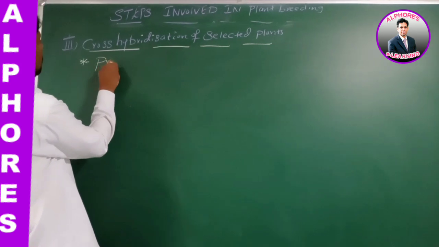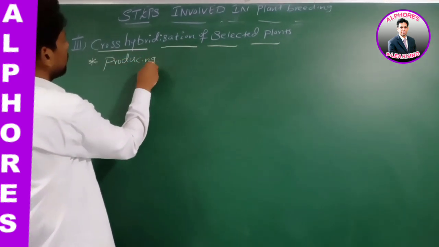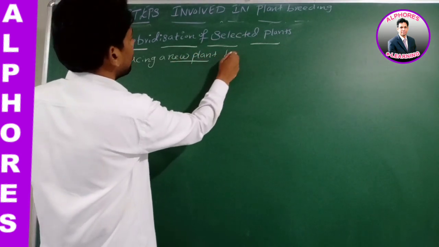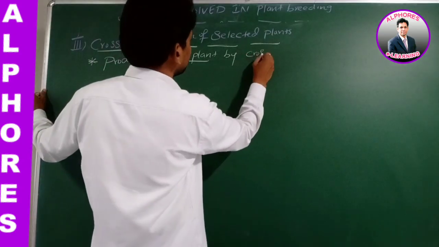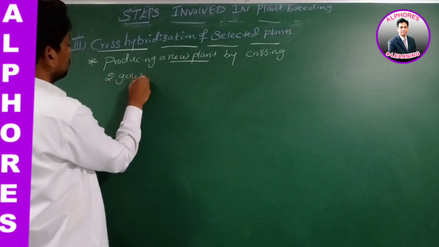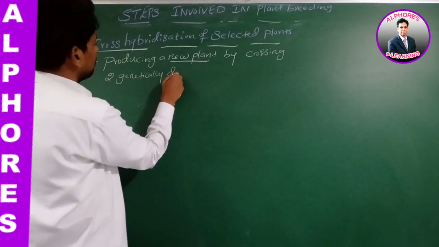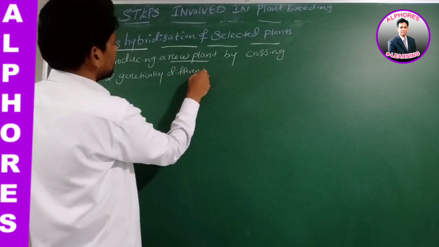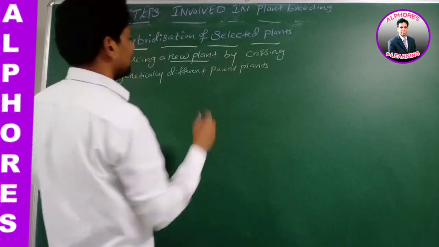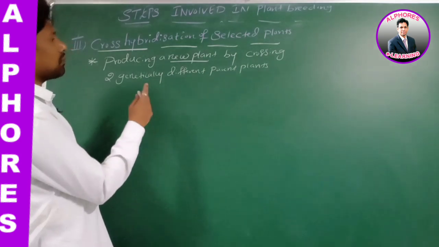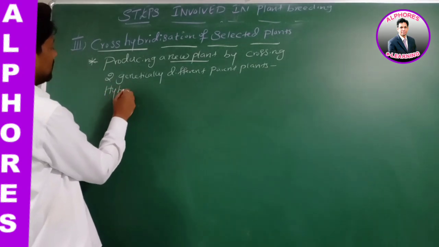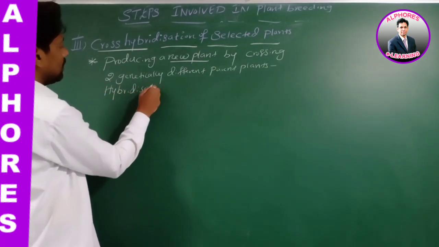Therefore, producing a new plant, how? By crossing two genetically different parent plants. Therefore, by crossing two genetically different parent plants, we are producing a new plant. What is this process called? Hybridization.